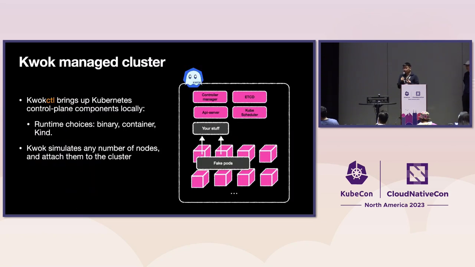To use KWOK, there are basically two approaches. I've been using both. I think they have different use cases. One is to use a KWOK managed cluster. KWOK comes with kwokctl, which helps users bring up the cluster very, very quickly. What it does is basically bring up the control plane components, and it gives you the runtime options. What we just demoed is using a binary, but you can also use a container runtime, Docker or Podman, and also you can use Kind. After you have the control plane, you can use KWOK's command or spec to create any number of nodes, any type of nodes you want.